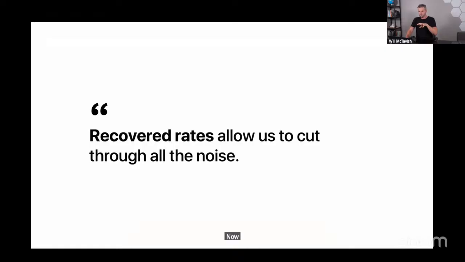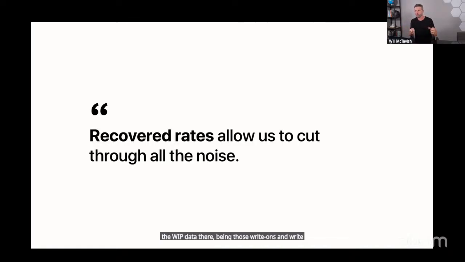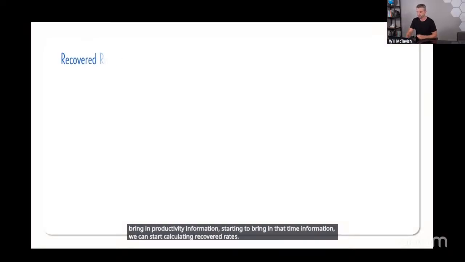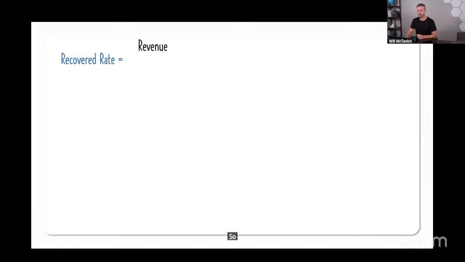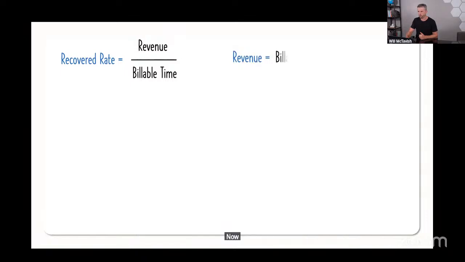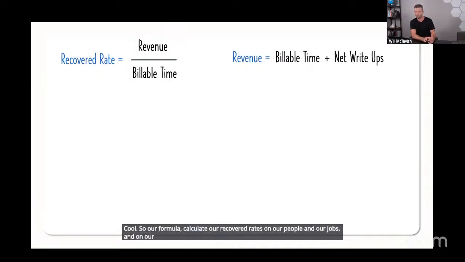Now, recovered rates allow us to cut through all the noise. With recovered rates, we're taking the WIP data, being those write-ups and write-offs, and we're starting to bring in productivity information, that time information. We can start calculating recovered rates. So a recovered rate is our revenue divided by our billable time. So we've got some new concepts coming out here now. Revenue is billable time plus our net write-ups. Cool. So our formula calculates our recovered rates on our people, on our jobs, on our clients, and on our firm. We want revenue divided by the billable time that went into it.